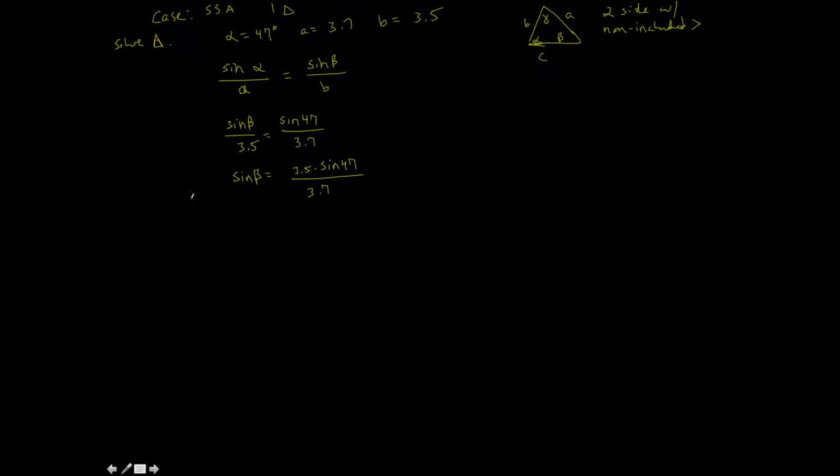Now, how do we find beta? That's our goal, is to find beta. Well, this is where we do the inverse. So using your calculator, do the inverse. Just like so. Okay? And what you'll come up with is 44 degrees.